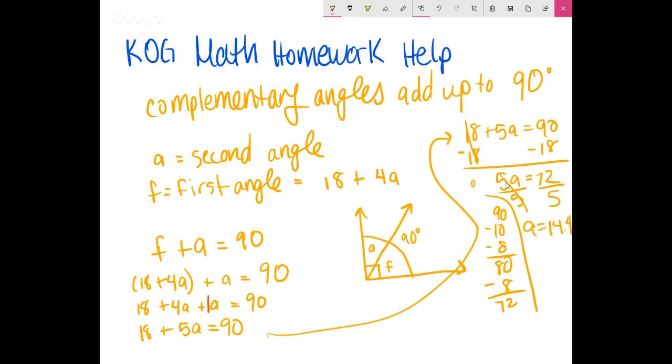And there you go. A, so what was the question? Because we always got to go back to the question and see if we answered the question. It says find the measure of the first angle. Okay, we found it. Remember A equals, oh no, we didn't. A equals second angle. So see, got to go back to the question. We found the answer to what A is equal to, the second angle, but we got to find the answer to the first angle, which is F. And remember, F is equal to this right here, 18 plus 4A.